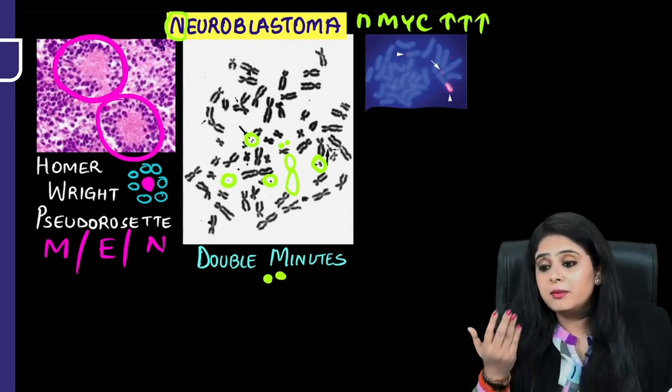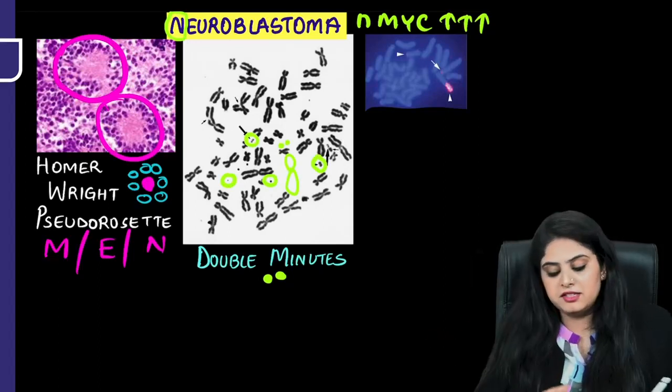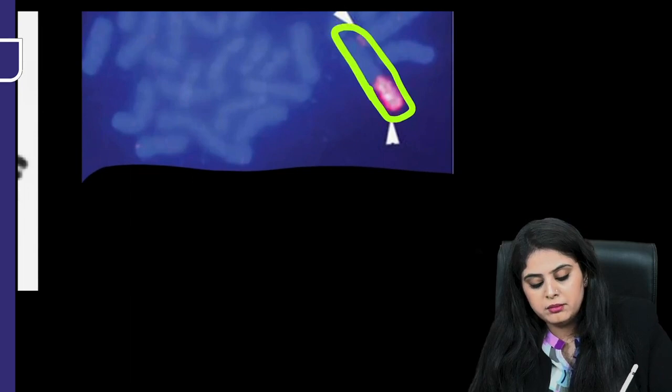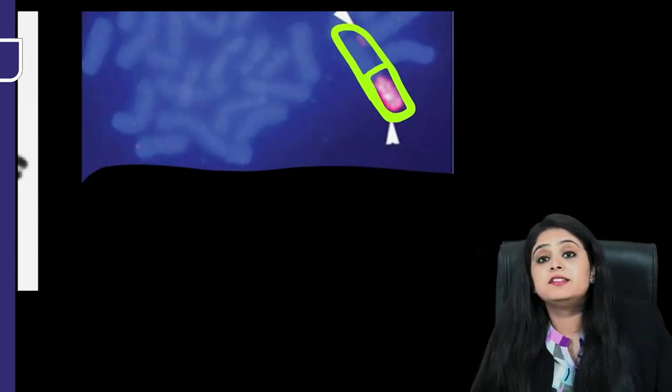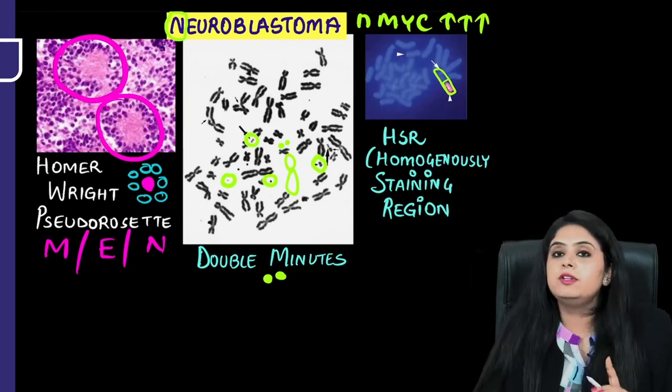Whereas you say, no ma'am, they are my very close relatives. I can't make them stay in a hotel. I will have to make N-MYC stay in my house. So I'll say, fine, make place in the same chromosome. This is HSR, homogeneously staining region. This is important only for INI-CET.